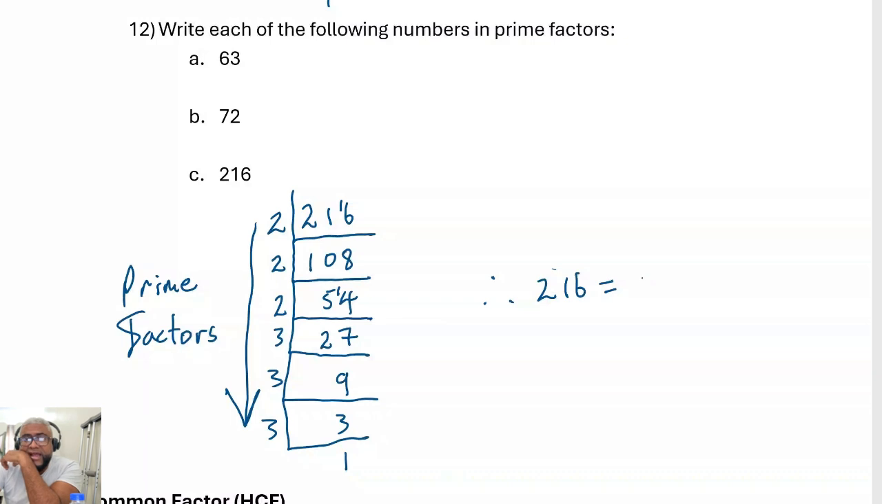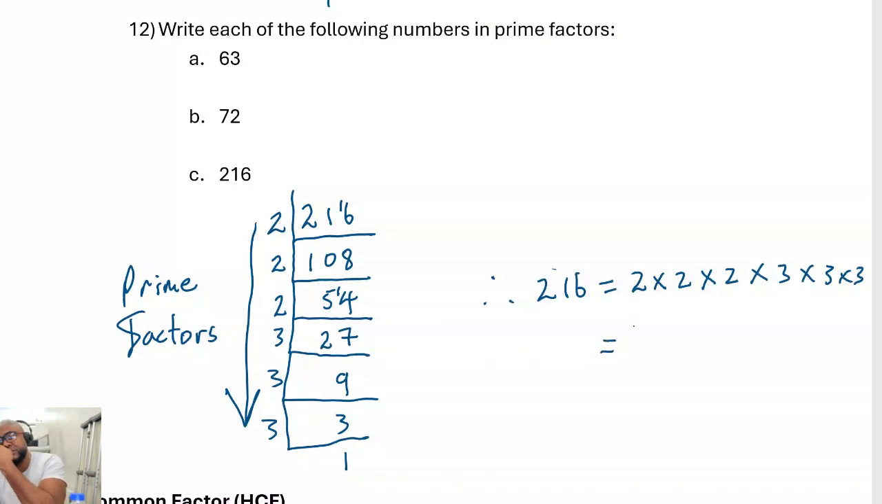So therefore 216 can be written as 2 multiplied by 2 multiplied by 2 multiplied by 3 multiplied by 3 multiplied by 3. And we know index form, Kimani, so how could we write this? 2 to the power of 3, multiplied by 3 to the power of 3. Right. So this is how we express a number as a product of prime factors.